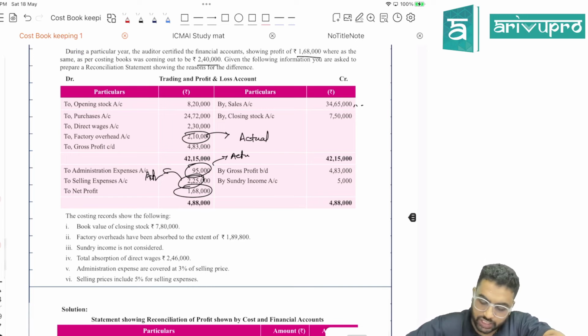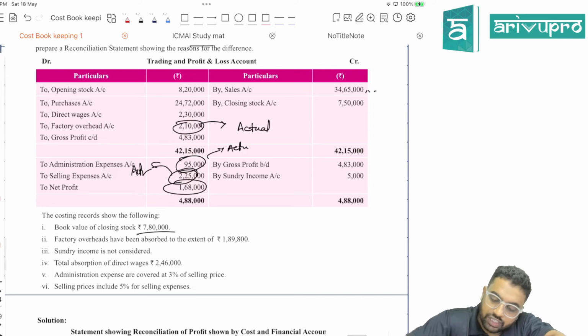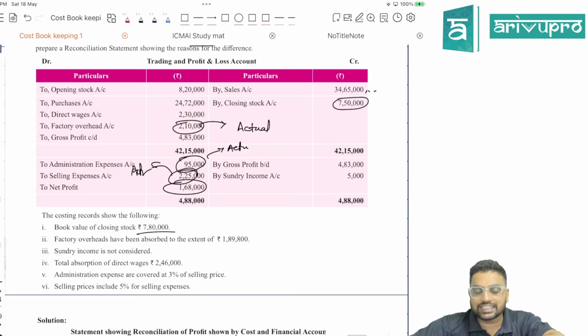Starting point is financial accounts. The costing records show the following. Book value of the closing stock as 780. In our financial books, we are showing it as 750. In costing, they are showing it as 780, which means closing stock in the cost book is more. More the closing stock, more the profit, because it is in the credit side. Or you can simply tell it as it is opposite side of your expense side, which means reduction in the expense. Reduction in the expense leads to more profit. So in the cost books, the profit we showed more. By how much, sir? 30,000.